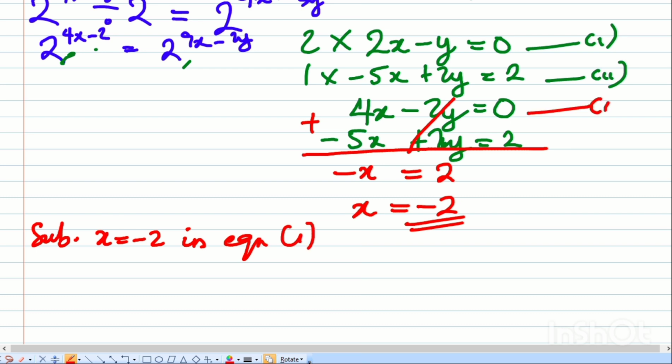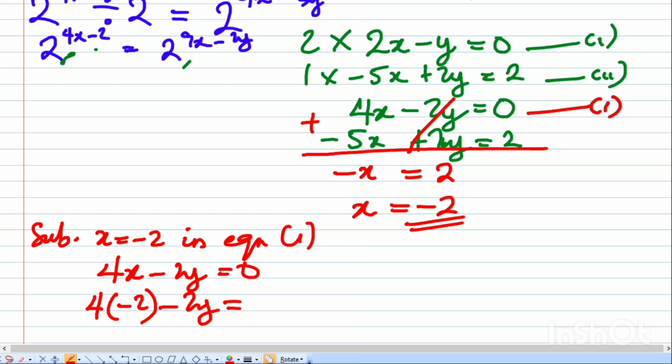This equation here. We can also use this one, alright? So just any one you use, make sure you keep everything constant. So from that equation, I have 4x minus 2y equal to 0. So we're going to replace x with negative 2 now. So we have 4 into negative 2 minus 2y is equal to 0. 4 times negative 2 is negative 8, minus 2y is equal to 0.